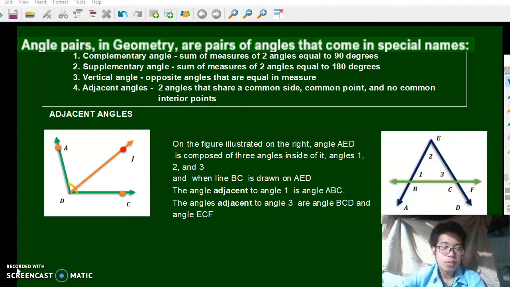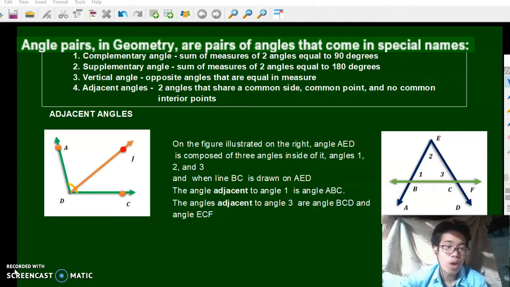For angle BCD there and angle 3, their common side is BC, and their common vertex is point C. For angle 3 and angle ECF, they have a common point, which is point C, and also a common side, which is segment EC.